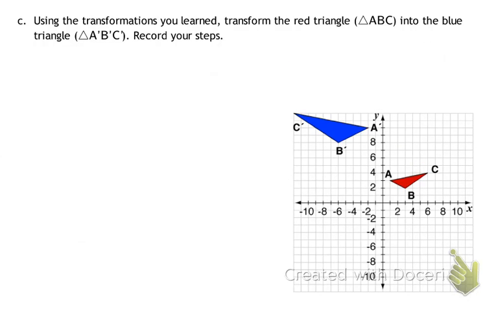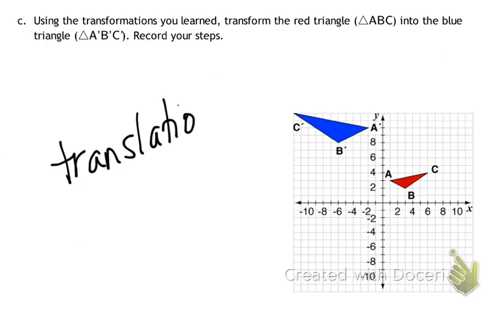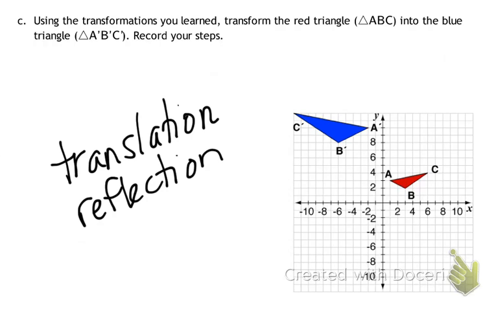Letter C. Once again, I'm cutting and pasting the question and the picture into one slide using my photo bucket. Now, using the transformations you learned, transform the red triangle ABC into the blue triangle, triangle A prime, B prime, C prime, and then record your steps. A couple of things you've learned about. You've learned the word translation, so maybe these were translated. We've heard the word reflection being used. Now I wonder if these figures, starting at red, ending at blue, were reflected at all. We've also heard the word dilation. We're not going to use the word rotation. Just so you know, we're not using rotation in this video project.